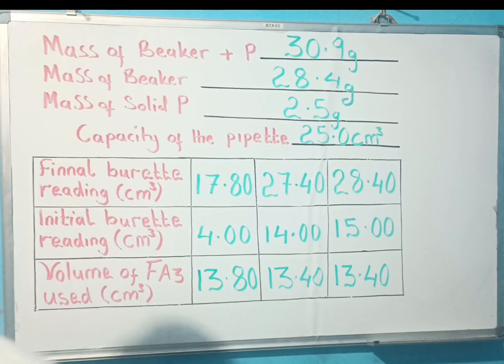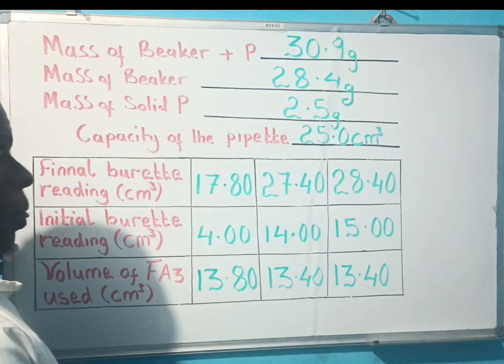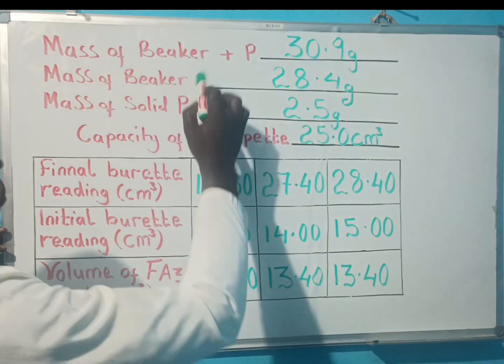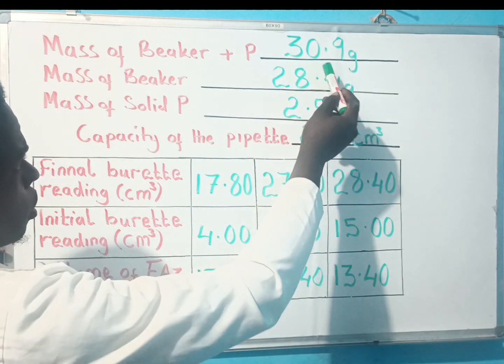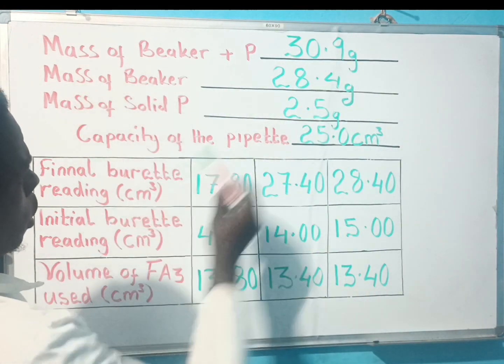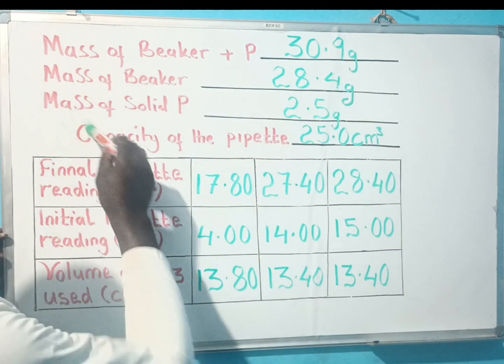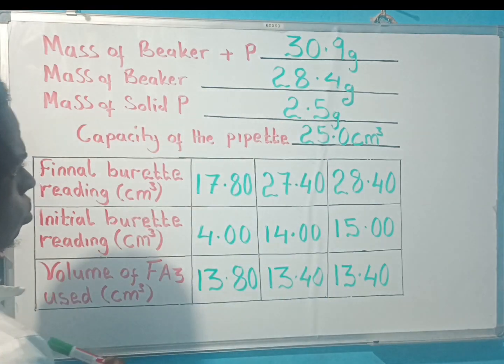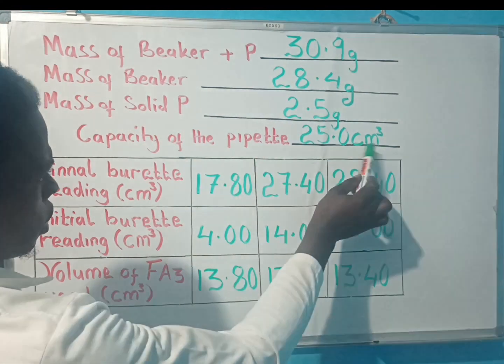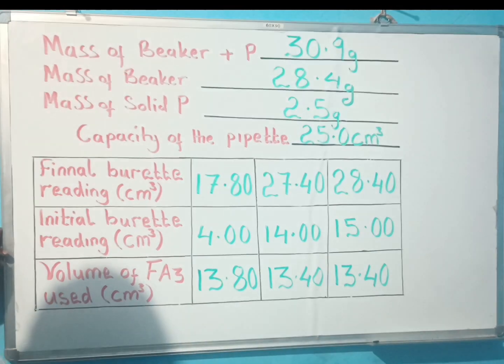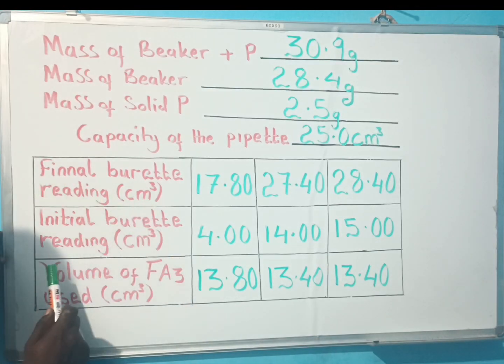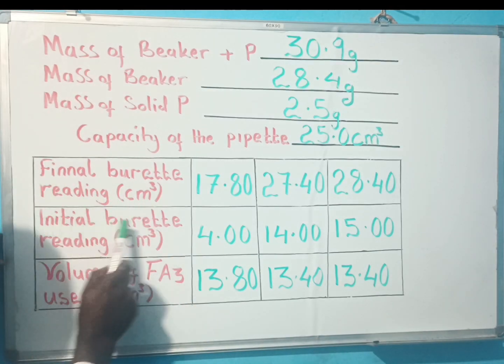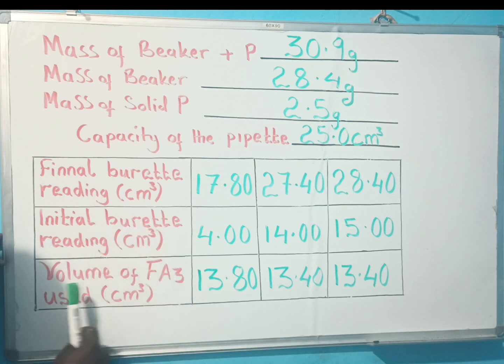So after the process of measuring and titration, we obtain this. The mass of beaker plus P is 30.9. The mass of beaker is 28.4 and the mass of solid P is 2.5. The capacity of the pipette is 25.0. The final burette reading in cubic centimeters, the initial burette reading in cubic centimeters, the volume of FA3 used in cubic centimeters.